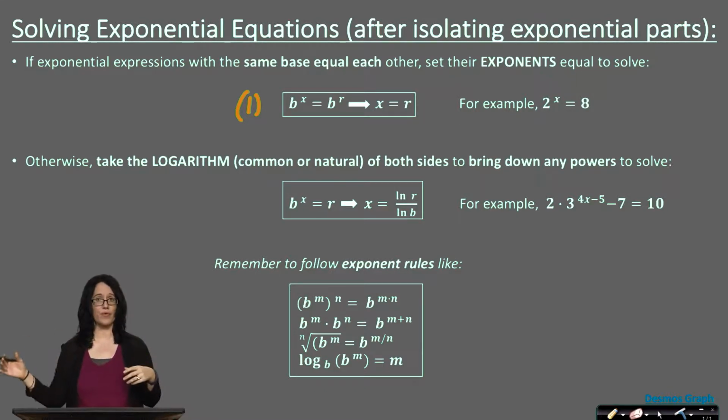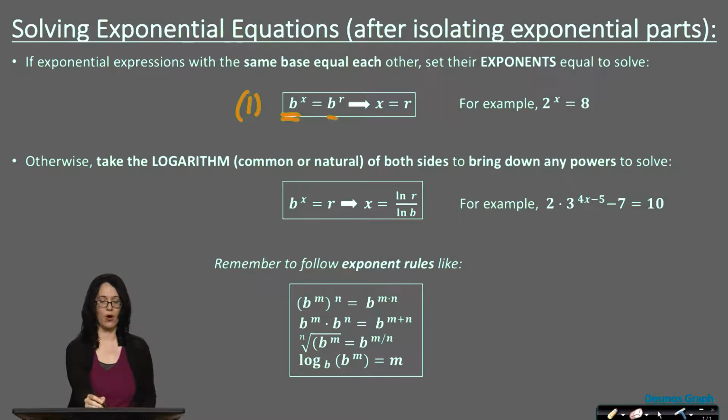Now what you need to notice here is that we have the exponential parts isolated, right? We don't have some coefficients in front of them. We don't have multiple pieces. We just have a base equals a base, and they're the same. If that's the case, the exponents must equal each other. So take a look at what we get here in case number 1. We get something like x equaling r. The exponents are equal. Could you apply that technique to solve 2 to the x equals 8?